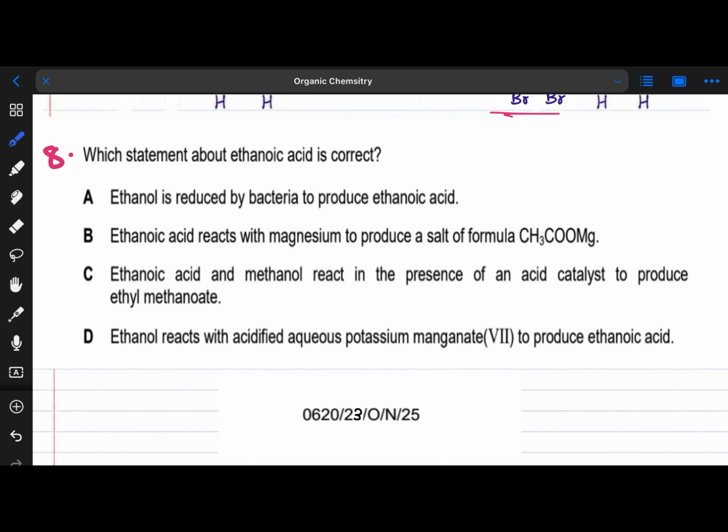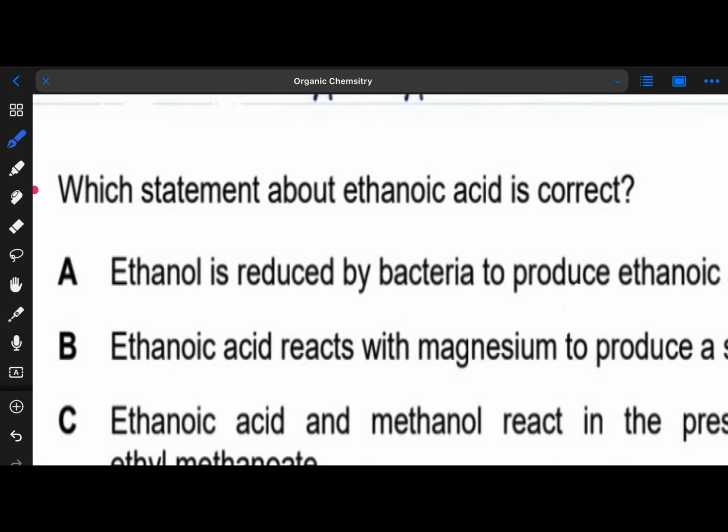The question number 8 says, which statement about ethanoic acid is correct? Option 1 says that ethanol is reduced by bacteria to produce ethanoic acid. Here, this thing is wrong. Ethanol is oxidized, not reduced. And that is why that process is called oxidation of ethanol.